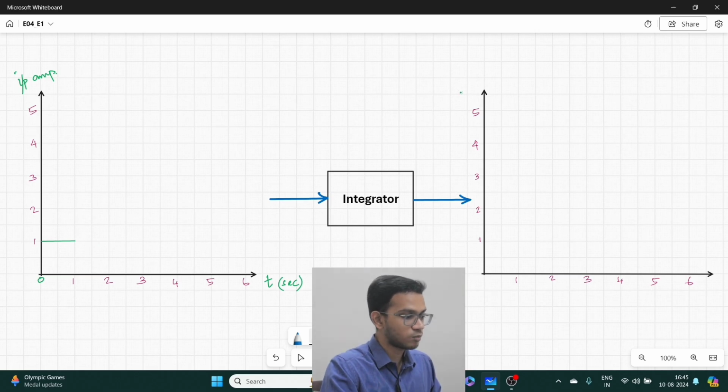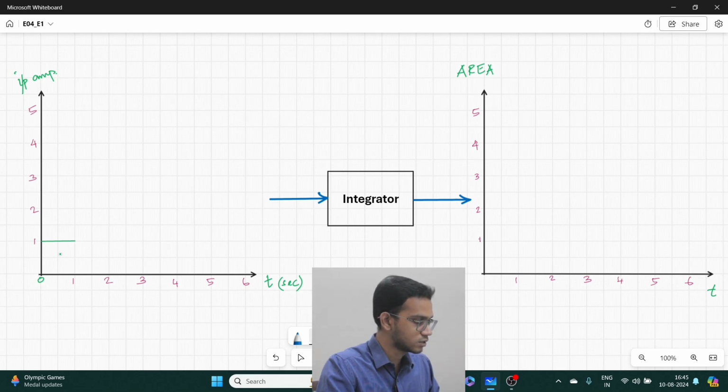So when I talk about the output of the integrator, you have to understand x-axis is time and y-axis is area. I am measuring the area in this region. In this region, my area is 1 into 1, which is 1. So I am plotting the area on the y-axis. At the first second, my area has value 1, so I am plotting it here, right?